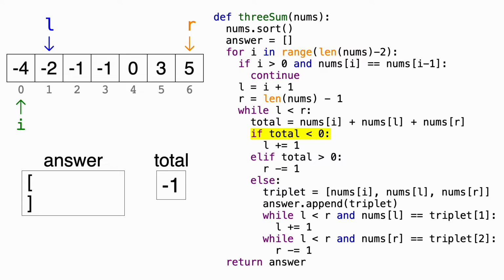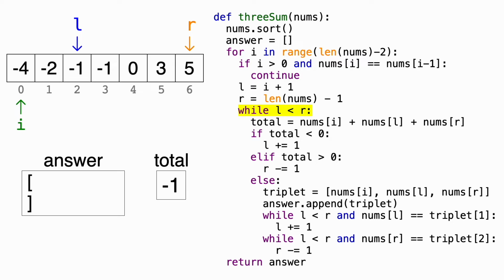Right now, -1 is less than 0, so you can see that what we're about to do is increment l. But let's take a second and think about why we're doing this. Because the array has been sorted, we know that the left pointer is pointing to the smallest number in the array to the right of i. And on the other side, we know that the right pointer is pointing to the largest number in the array. So if the total is less than 0, then we need to make the sum larger. If we move the right pointer down, then that would only make the total smaller, again, because the array is sorted. We're also keeping i fixed for now, so the only thing we can do here is move the left pointer up to make the total larger. So let's go ahead and increment l.